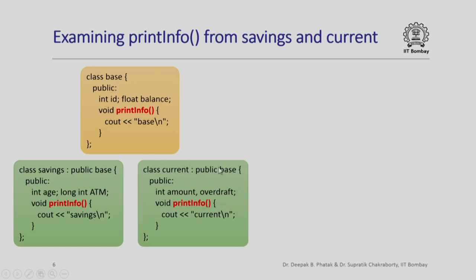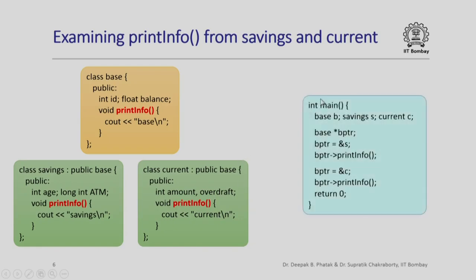And here is another class which is derived from the base class. This is the class current, which has its own additional data members amount and overdraft, and it redefines printinfo in its own way, and this method prints out current followed by a new line. So, if I had a main program like this, in this note that I have instantiated an object of the base class, an object of the savings class and an object of the current class.